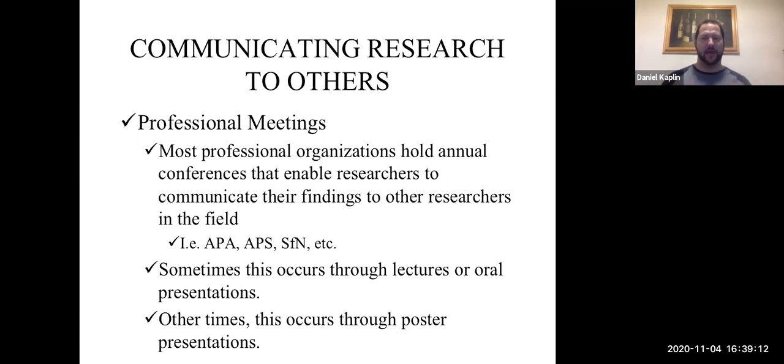Now you want to communicate your data. Now you want to get your results out there. There are different ways to do this. The first of which is professional meetings. So most nonprofits have annual meetings. Most psychological societies have annual meetings. So the American Psychological Association has an annual meeting. You saw New York State Psychological Association has an annual meeting. Many different groups have annual meetings. So you could submit your work to provide a lecture, a poster, or some form of an oral presentation at a professional meeting. That's one way to do it.